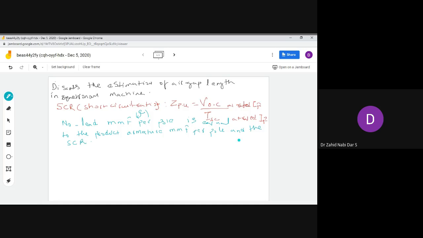because as far as MMF is concerned, MMF is equal to the number of turns times the current. So that is no load. At no load, every machine has a particular value of this Z per unit. This current value you can also express in terms of voltage and current. My voltage value, V open circuit, is equal to ISC into this Z per unit value. More or less, this Z per unit is my short circuit ratio.